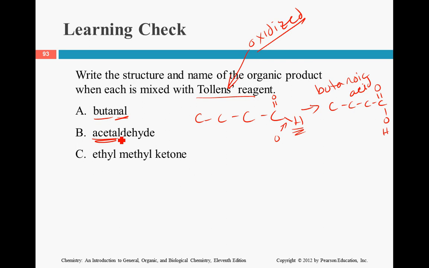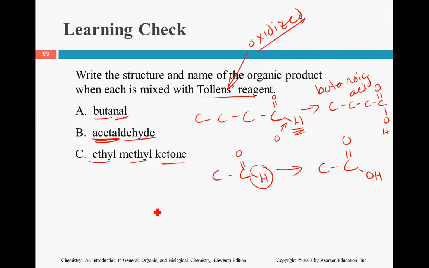Acetaldehyde, which was one that we had to memorize. It has 2 carbons, and it's an aldehyde, so that means the last one looks like that. We're oxidizing it because of this hydrogen here. You can. And here you go. That's acetic acid.